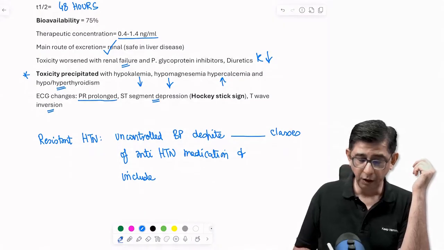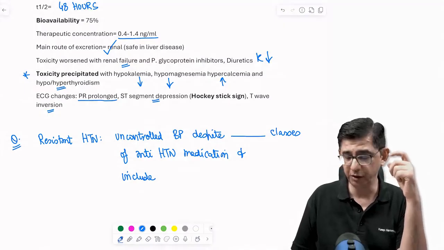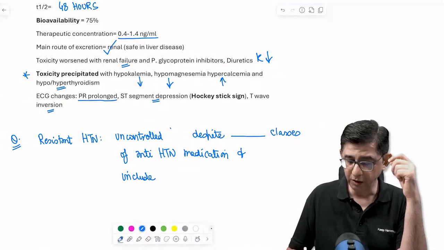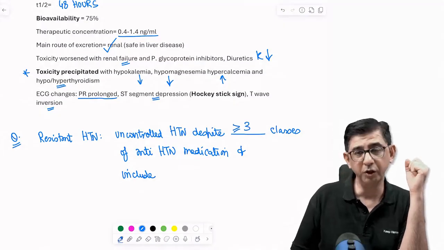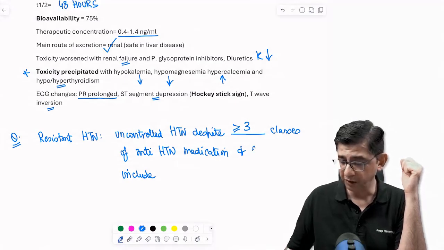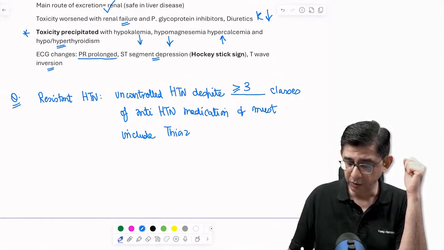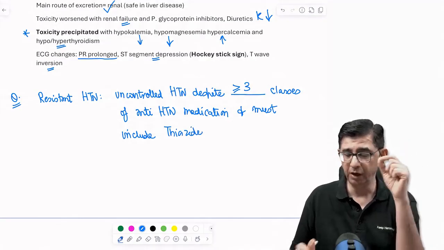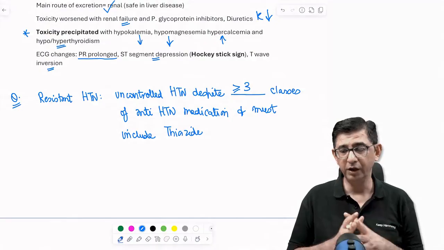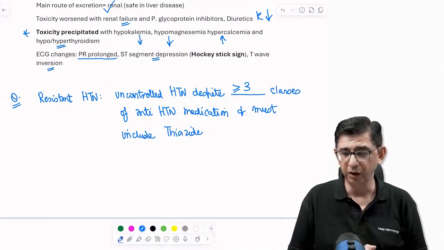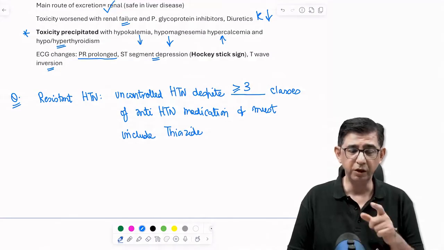A miscellaneous point to be remembered here: resistant hypertension is defined as uncontrolled hypertension despite more than 3 classes of antihypertensive drugs being used in a patient, and must include thiazides being administered. The 3 classes can be ACE inhibitor, calcium channel blocker, and thiazides. If in spite of giving these 3 classes of drugs, BP is not getting controlled, then I will say person is having resistant hypertension. But the number one cause for this is usually non-compliance. Either that, or it is faulty readings.